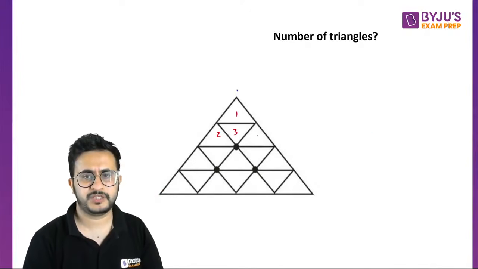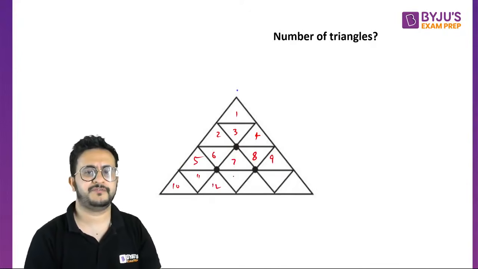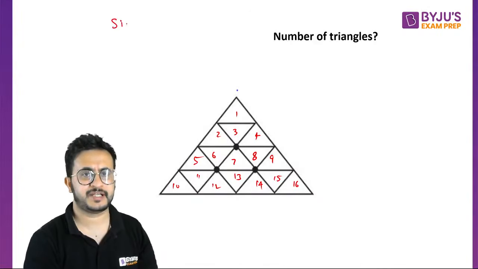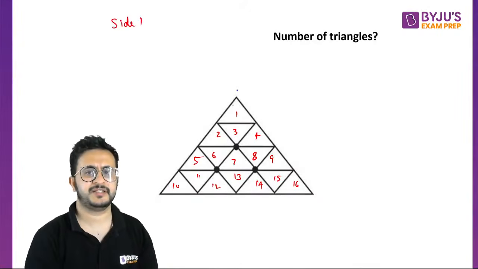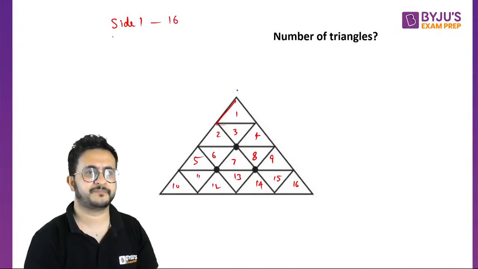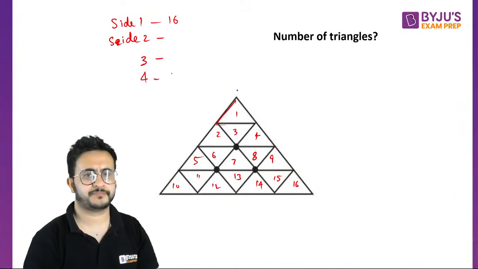So 1, 2, 3, 4, 5, 6, 7, 8, 9, 10, 11, 12, 13, 14, 15, 16. 16 triangles of side 1. So first of all, let us find side 1 triangles. Side 1 means the length is 1. Let's say this is 1 centimeter. So 16 triangles of 1 centimeter. We'll count side length 2, 3 and 4. The side length 4 triangle will be only one, the outermost one.